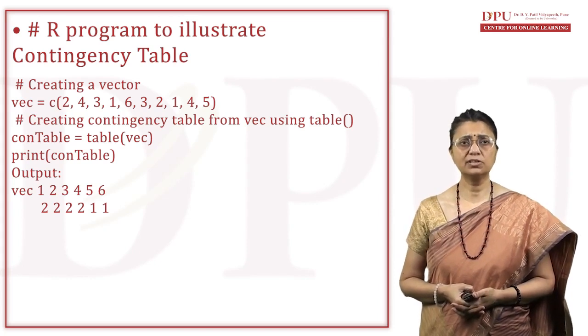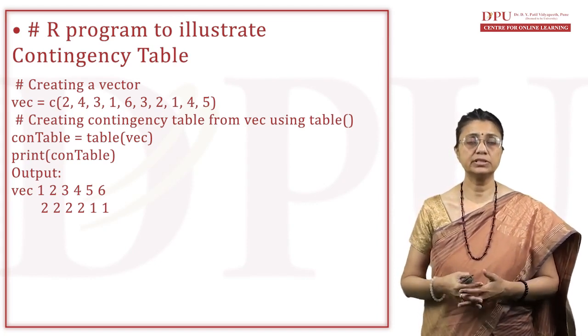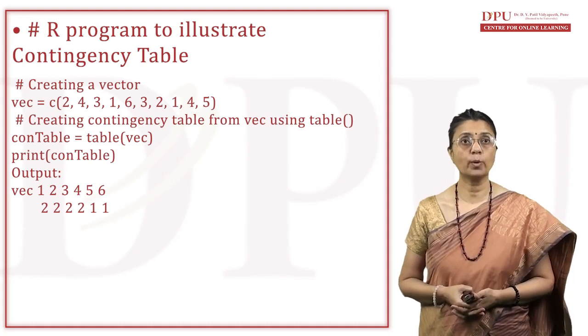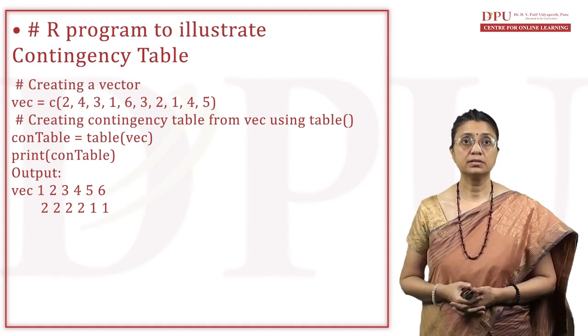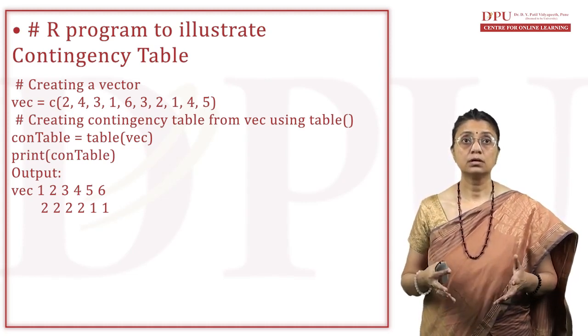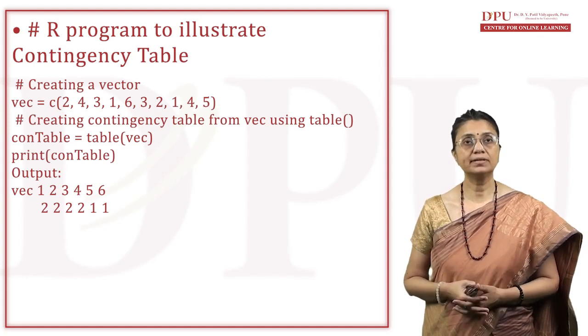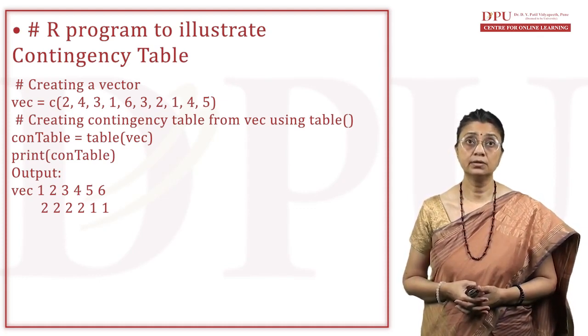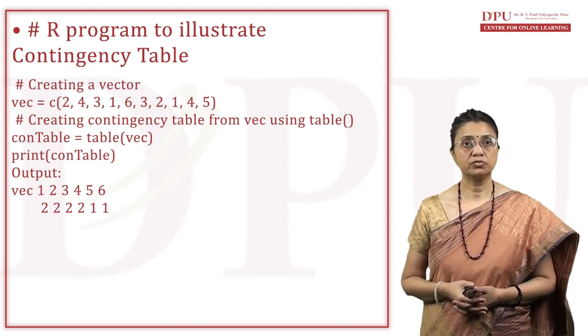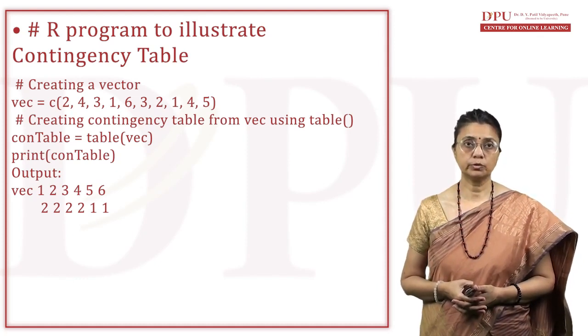Now, we all know the table function is a very simple function where we pass the variable vec and the vector is converted into a table which has the name con table. Now we print the con table. So you can see that with the help of the table, we are printing the contingency table. So we get the result, which is the output.